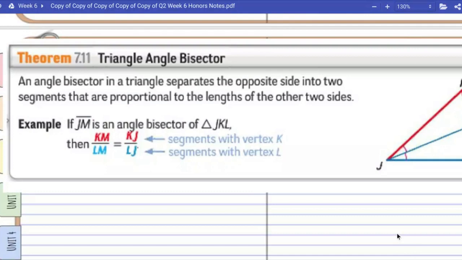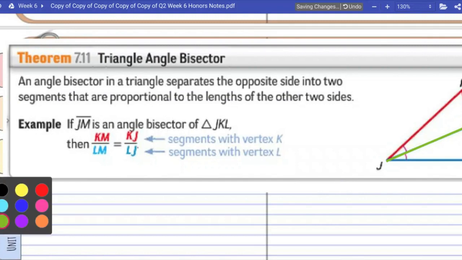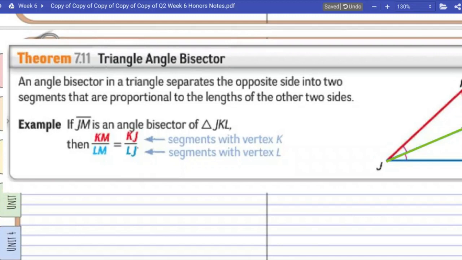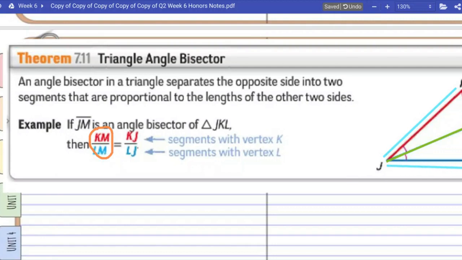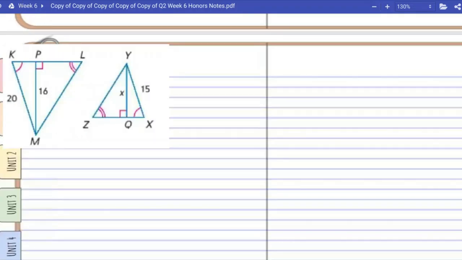Triangles that are similar now. I have one triangle. And what happens when I draw in the angle bisector on one triangle? It splits that triangle into two triangles. When I look at these two triangles, there's only two sets of sides that are proportional. KM divided by ML is proportional or equal to JK divided by JL. To match up corresponding parts.